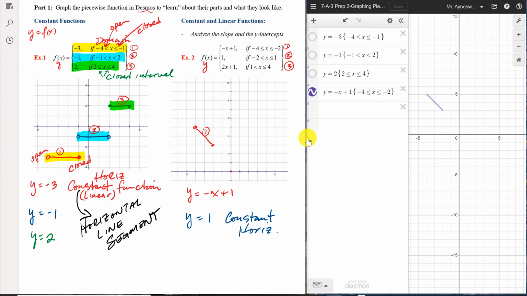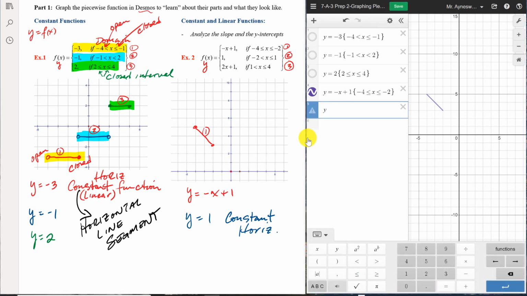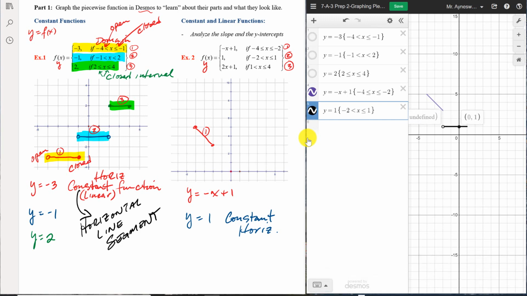So if you don't know what that looks like, still, you type it in. All right, then you've got to put in your restriction. You go curly brackets, and you type in -2 to 1, open and then closed. So -2 less than x, open, and then less than or equal to 1, closed. Notice on this one that it's not defined on the left, so it's open on the left, closed on the right. So let's graph that guy.